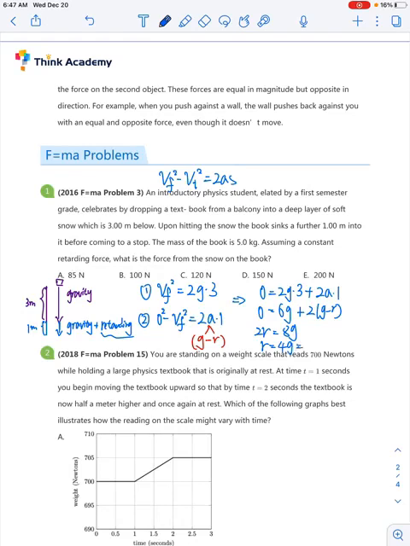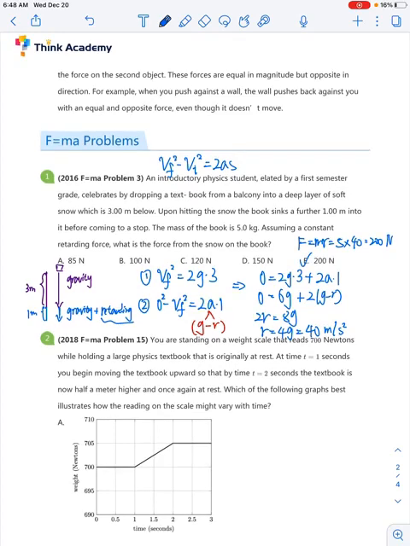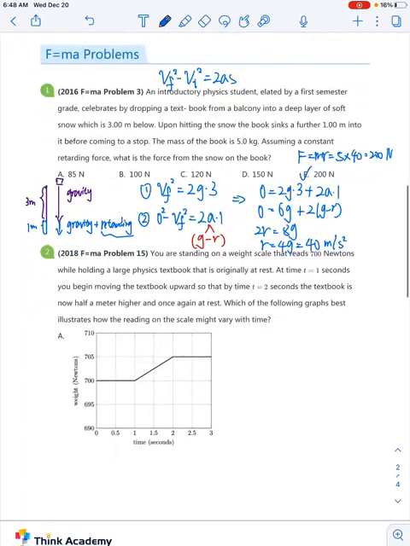And we know that g is going to be 10 meters per second squared, so we can have r equals 40 meters per second squared. Okay, so this will be the acceleration of the retarded force. So if we want to calculate the exact force, we will also do so by using F equals ma, which will be 5 multiplied by 40 equals 200 newtons, and that's going to be the answer choice E. Okay, so that will be for the first one here.